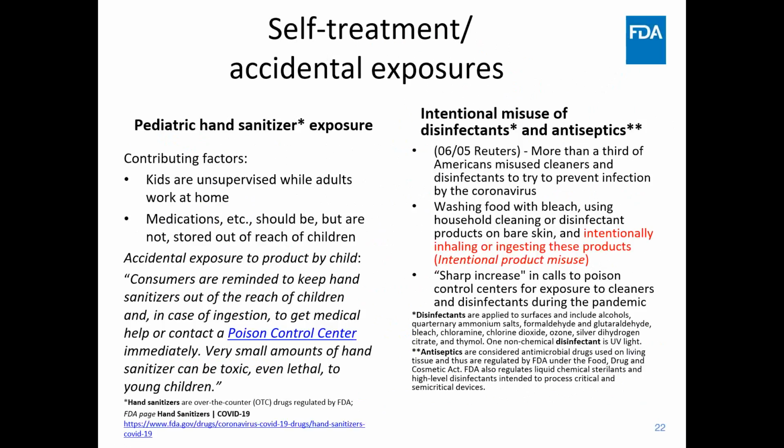Okay. There were intentional misuses of disinfectants and antiseptics. People did so to try to prevent infection. But these uses were not appropriate, like washing food with bleach or using household cleaners or disinfectants on bare skin, even inhaling or ingesting these products. And there was a sharp increase in calls to the poison control centers for exposures to cleaners, disinfectants, and antiseptics during the pandemic.